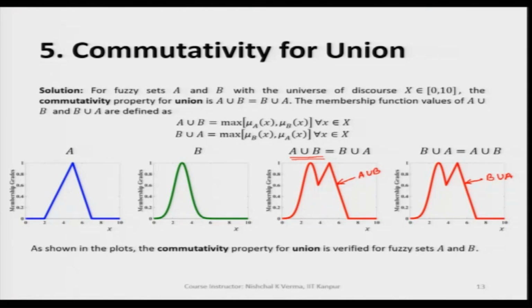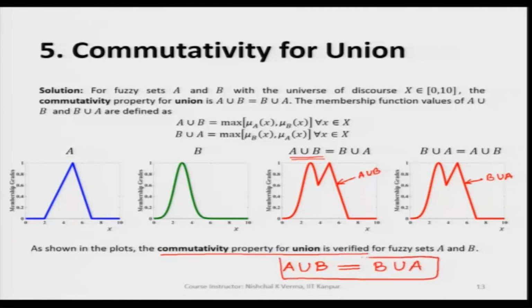So, we can clearly say that the commutativity property for union is verified, or satisfied, for fuzzy sets A and B, and this is written as A union B is equal to B union A. Please note that the commutativity property for fuzzy sets A and B is satisfied.